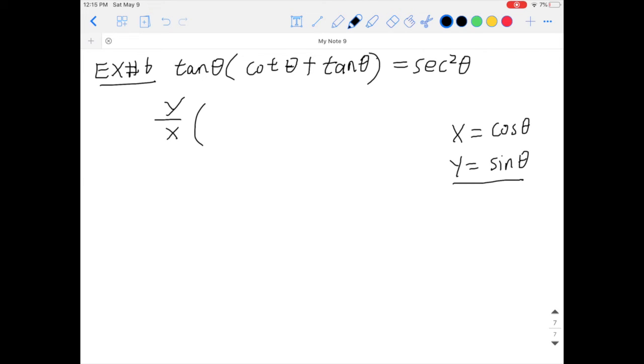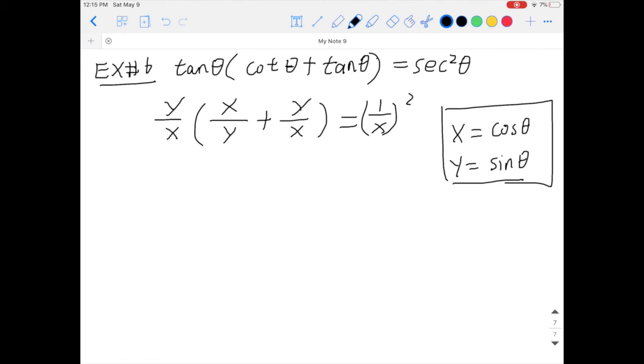Multiply, how about cotangent? Cotangent, remember, is a flip of tangent, so it will be backward. And then plus, how about tangent? Repeating again, y over x. That's equal to secant. Secant is 1 over cosine, so it's 1 over x squared. The reason we use the substitution is that it saves a lot of work to write the trig functions like tan, cosine. And now we have to distribute.